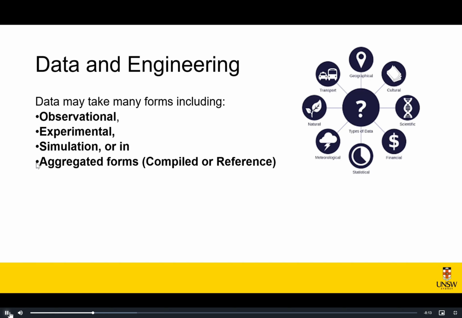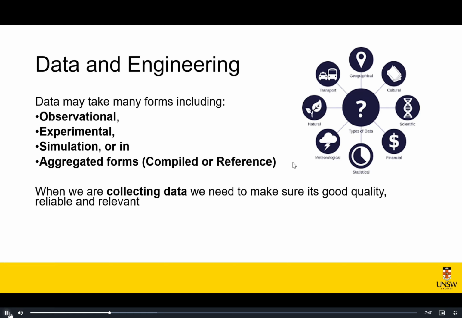What we mean by this is that if it's derived or compiled, this is data that is aggregated or analysed, such as in data mining or different compiled databases. Or it could be in the form of a reference, and this is data that is collected, reviewed and published, and it includes things such as databanks or data portals.